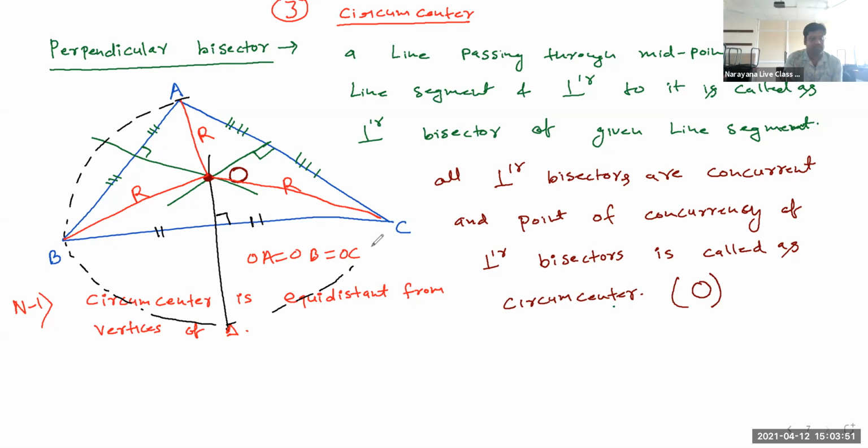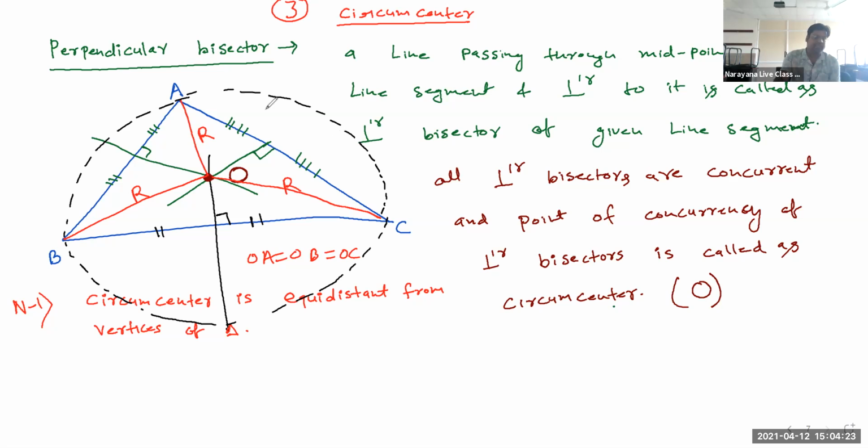I'm just drawing a circle whose center is O and radius is capital R, because OA is equal to OB is equal to OC. Then on that circle ABC, all the three vertices will lie on that circle. If you draw a circle whose radius is capital R and center is O, then the circle will look like this.